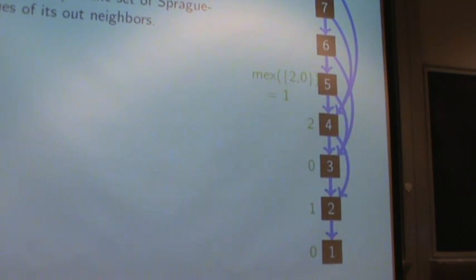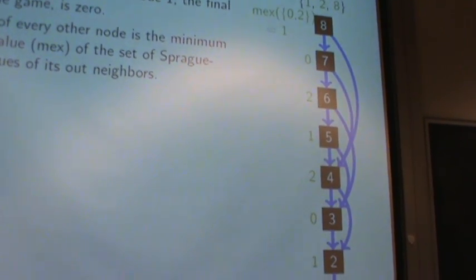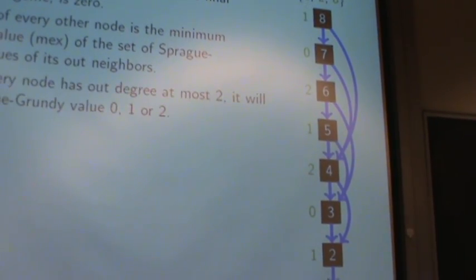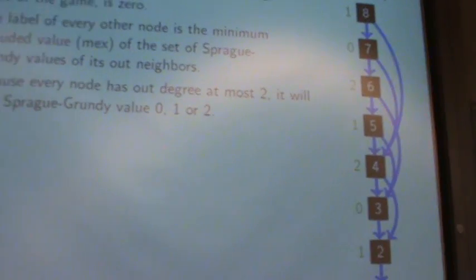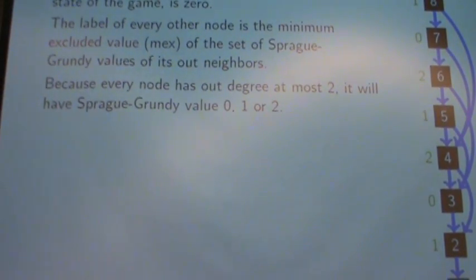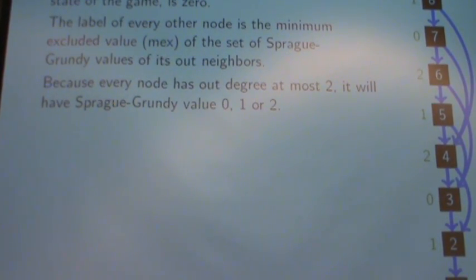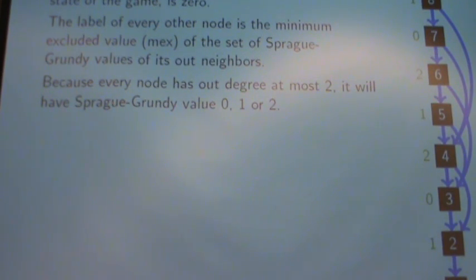And we can keep going, and keep going, and keep going. Right? And eventually we can label everything in the game. One thing I want to point out, because we have limited out degree, right? We only have 2 moves from every state, we're never going to get a Sprague-Grundy value larger than 2. It's always going to be 0, 1, or 2. No 3s, no 4s.